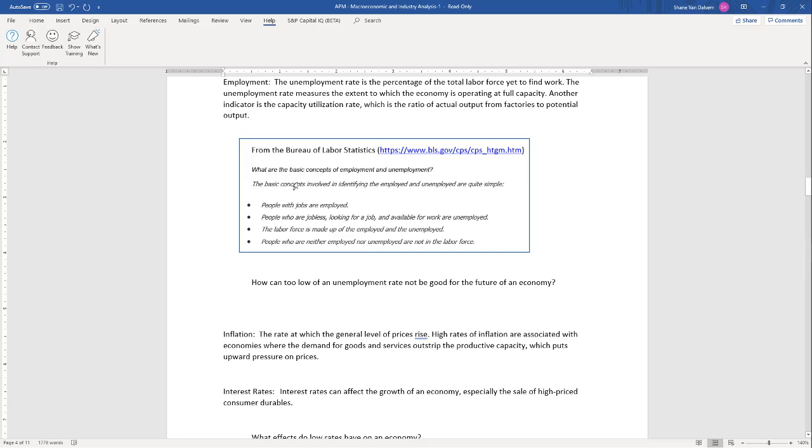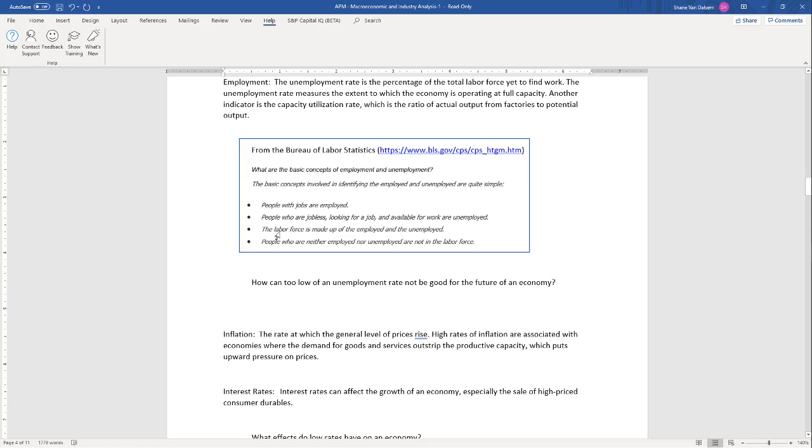So what are the basic concepts of employment and unemployment? The basic concepts involved in identifying the employed and unemployed are quite simple. People with jobs are employed. People who are jobless, looking for a job, and available to work are unemployed. So those are the three key things. People who don't have jobs also have to be looking for a job and available for work. For example, my wife doesn't have a job where she goes to work and gets a paycheck, but she stays at home and takes care of my son and my daughter. So she's not looking for a job and she's not available for work. While she is jobless, she's not counted as unemployed.